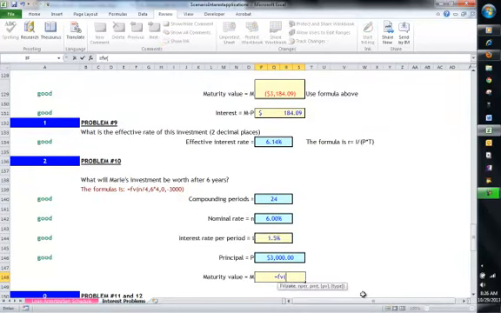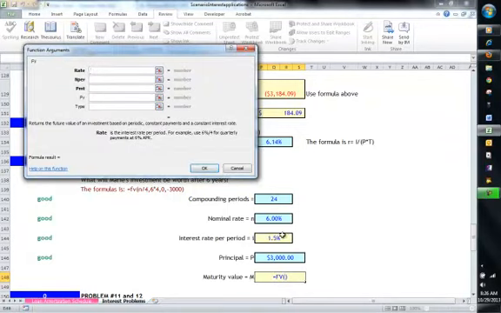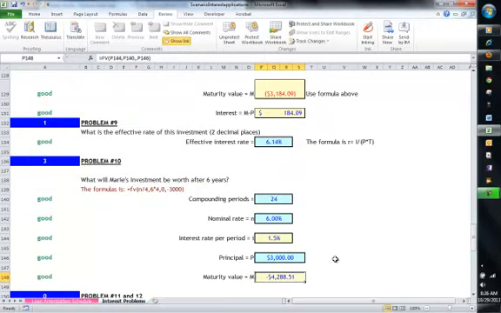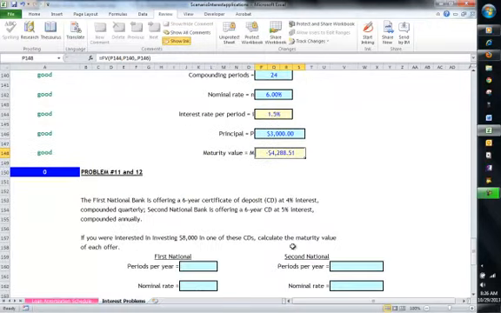future value. Let's pull down the formula. It's the rate, 1.5%, for 24 periods at $3,000, and it will be $4,288.51.